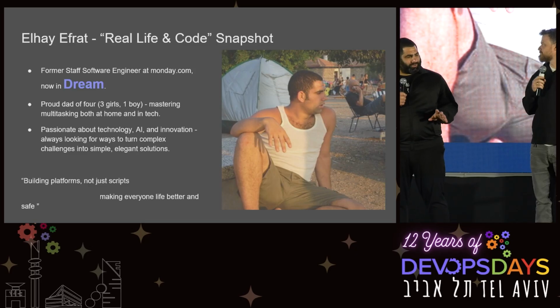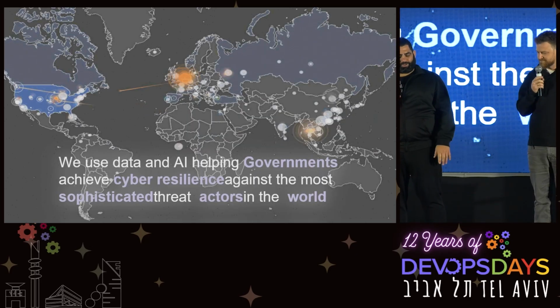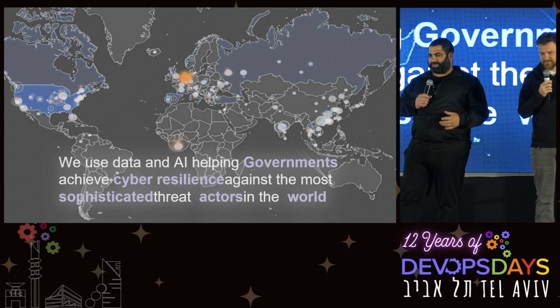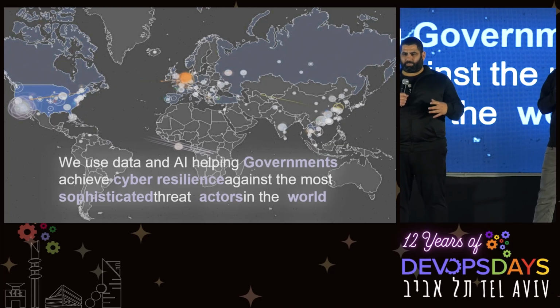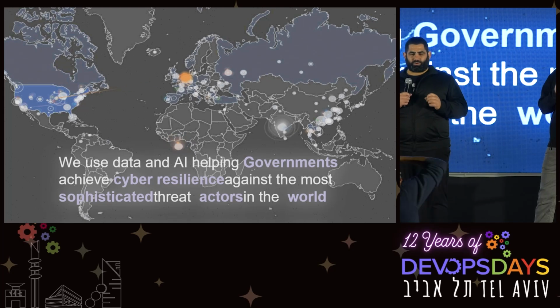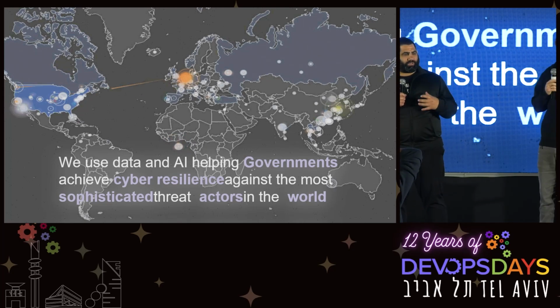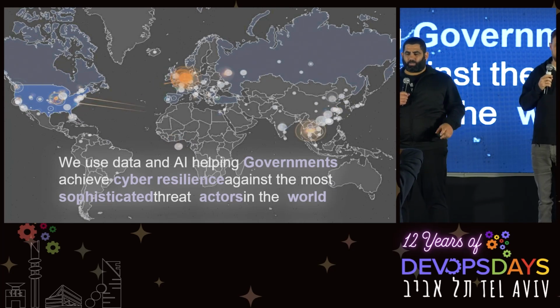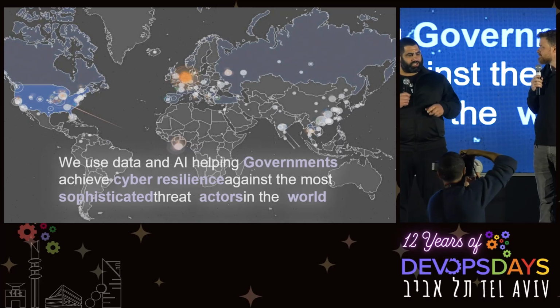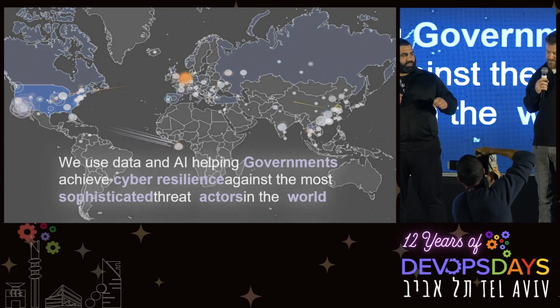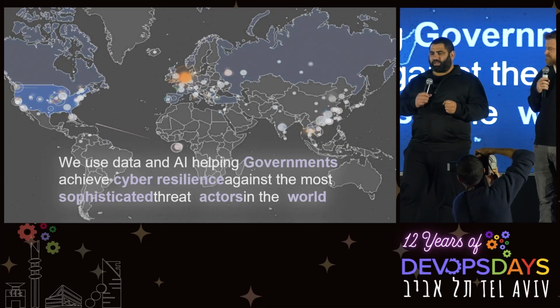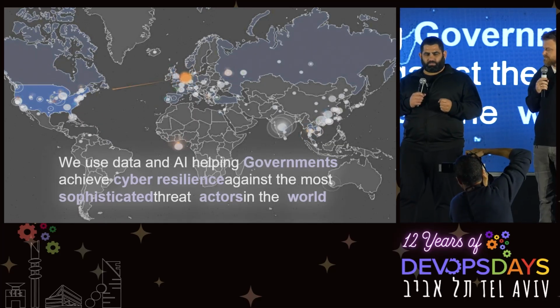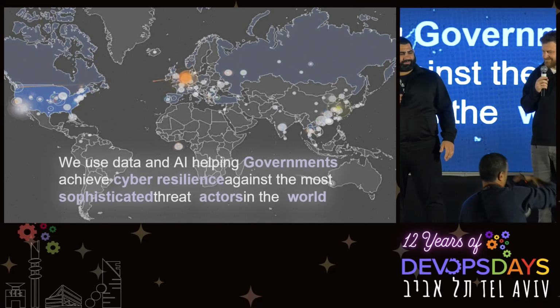Building platform and not scripts. Let me tell you about Dream. Dream is about cybersecurity for governments and countries. We are helping countries and governments with AI to solve critical issues with many super sophisticated cyber actors, and we are changing the matrix between the people getting attacked and the governments. We are really helping them. So come work with us.